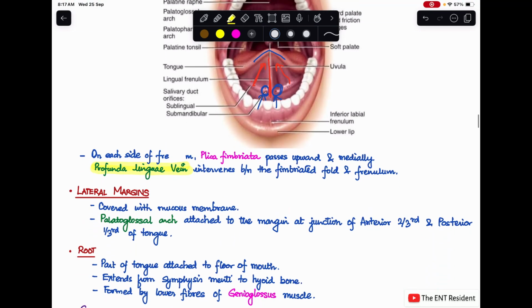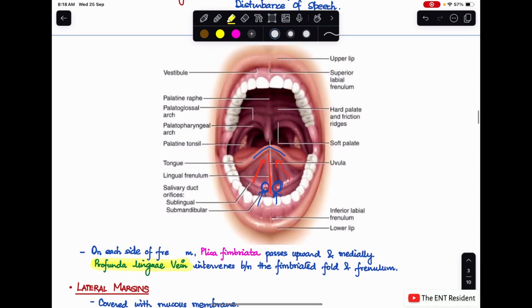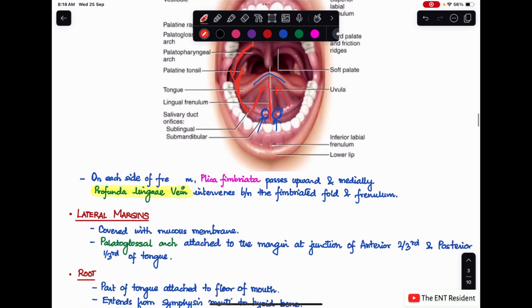Now we'll come to the lateral margins of the tongue. There's not much over here. The lateral margins are just covered with mucous membrane, and the palatoglossal arch is attached to the margin at the junction of the anterior 2/3 and the posterior 1/3 of the tongue. So you see over here, these are the palatoglossal arches. When it comes down and gets attached to the lateral margin of the tongue, it attaches at the junction of the anterior 2/3 and the posterior 1/3 of the tongue.